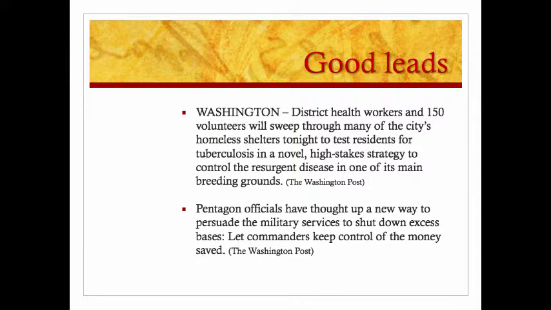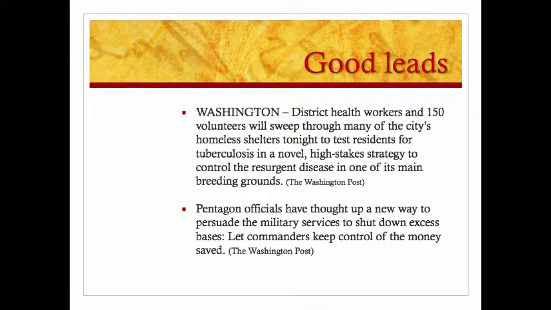So for example, if we read this lead together, Washington, district health workers and 150 volunteers will sweep through many of the city's homeless shelters tonight to test residents for tuberculosis in a novel high-stakes strategy to control the resurgent disease in one of its main breeding grounds. You will notice we have who, the district health workers and 150 volunteers. The what is what the action is. So we'll sweep through many of these shelters. When, we have tonight. Where, we have the location standing out apart from the text in the beginning.